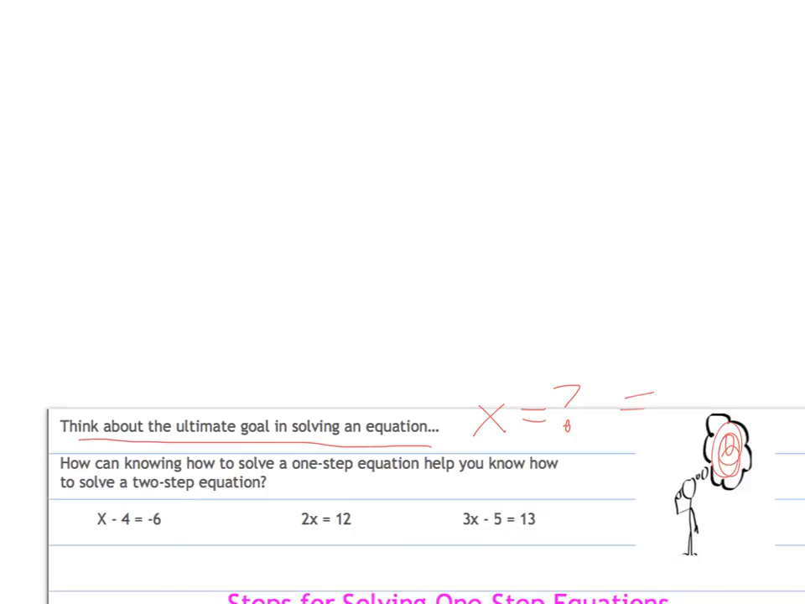So how can knowing how to solve a one-step equation help you know how to solve a two-step equation? Okay, if I know that I do the inverse by adding 4 here, and I know the inverse here would be to divide by 2, then what would I do here when there's multiplication and subtraction? Okay? Think about what you might do in that situation.